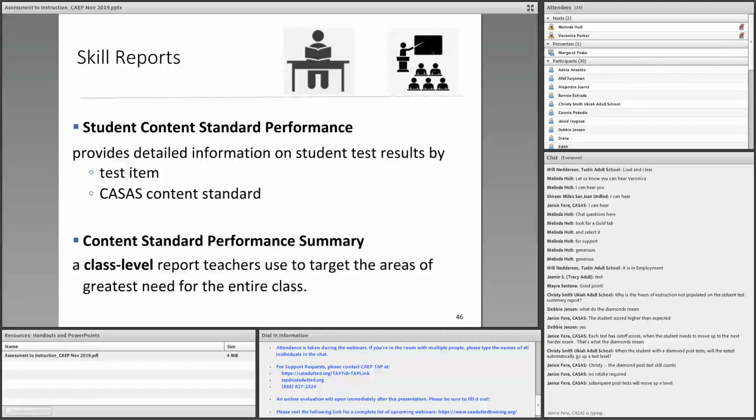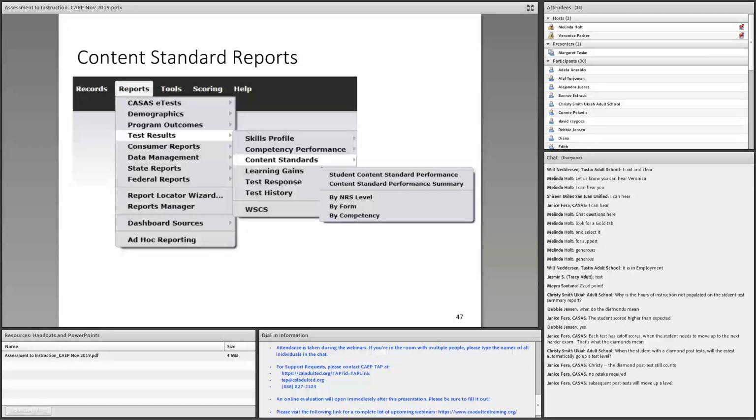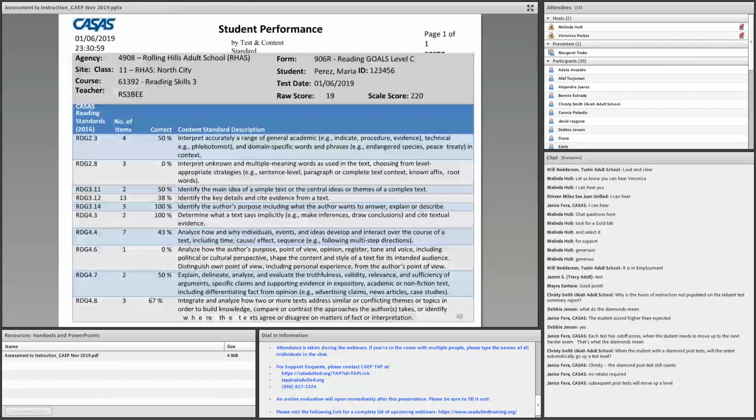Skill reports I find very helpful. You have student content standards and you've got a class level content standard performance summary report. So we've got test items and content standards. Let's take a look. It's generated under test results again, content standards. You can choose student content or content standard performance. For student performance, it's got the student's name at the top with their ID number. This is just Maria's results.